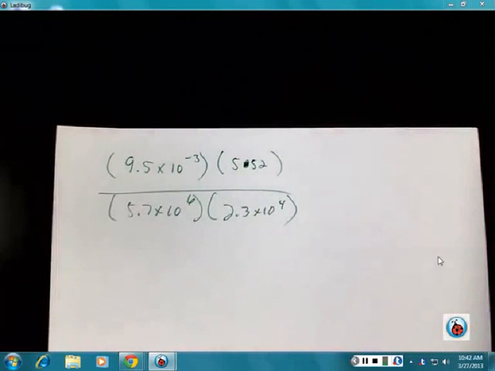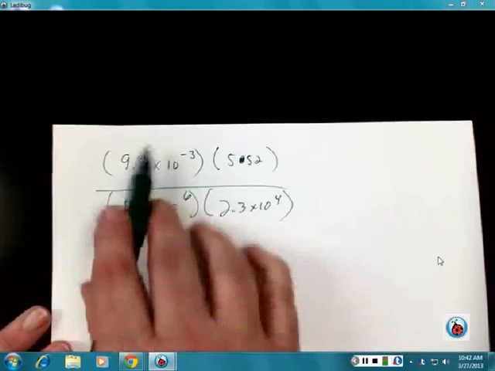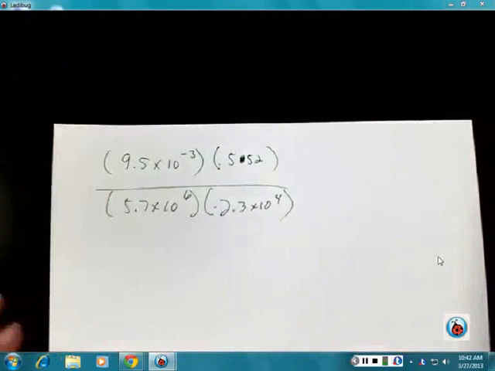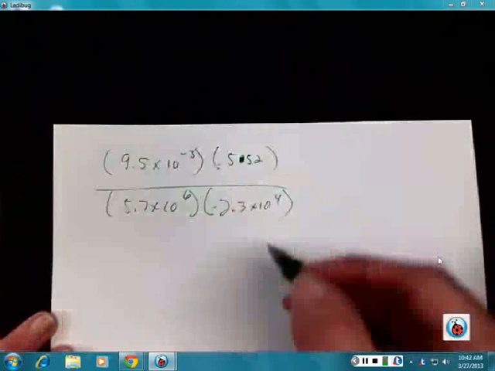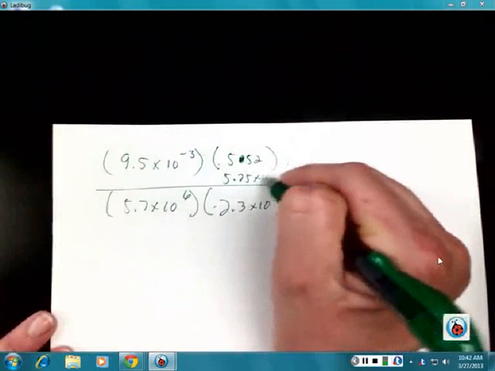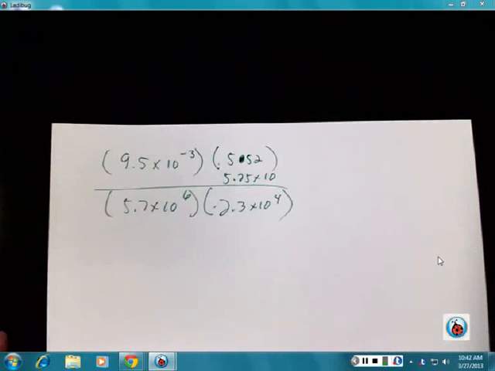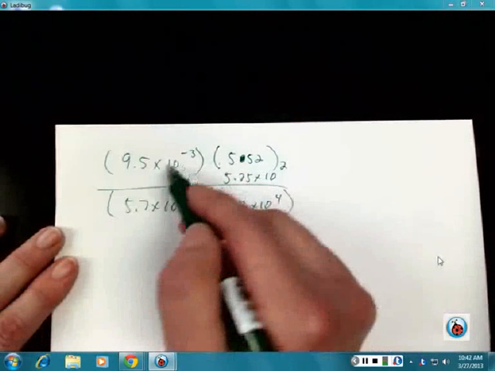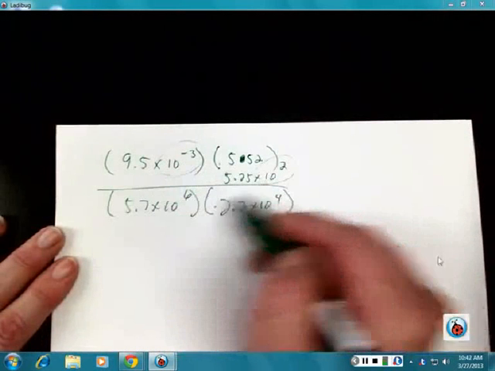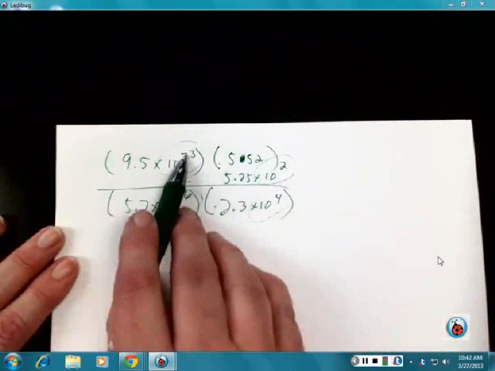So what would I have to do? These are all scientific, but this one isn't. So what would it be as scientific if I wrote that one again? So 5.52 times 10 to the second. Yep. So now all I need to do is go through and do what I've just been doing. Take all of my base 10s and combine them all together. Negative 3 and a positive 2.